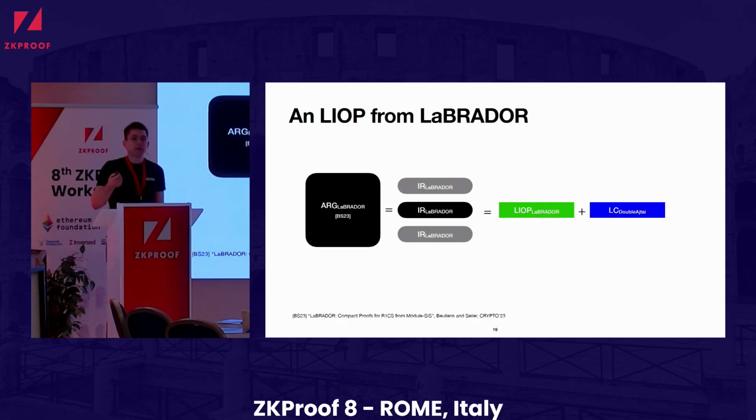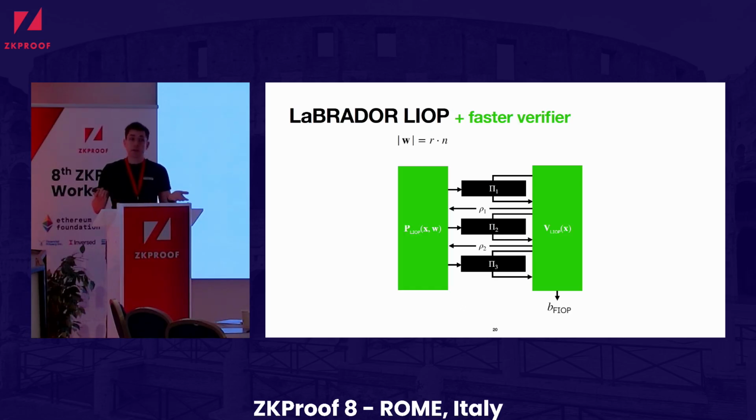And we actually write down the Labrador LIOP that you can extract from this. It's a 3-round LIOP, for a witness that has this specific size, where R and N are two parameters that you can pick. We also would like this to be succinct in the verification. The Labrador LIOP is going to be succinct when you compile it with a compressing commitment. Ideally, we want the verifier to be succinct as well. This is not the case in Labrador. As you know, Labrador has a linear time verifier.